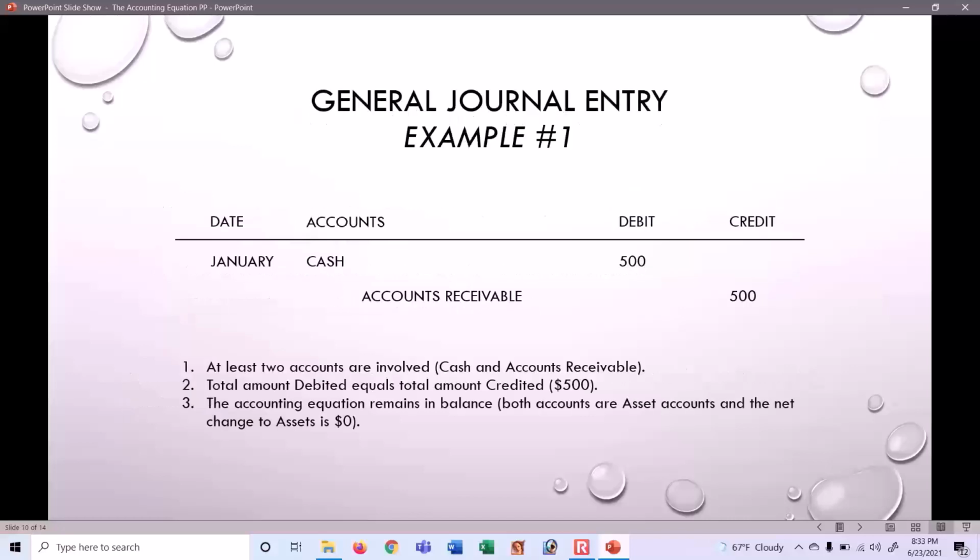In the January example, customers made payments on their credit card accounts. The cash account increases by $500, while the accounts receivable account decreases by $500. Since both accounts are asset accounts, normally with debit balances, the net change to assets is zero, and the accounting equation remains balanced.